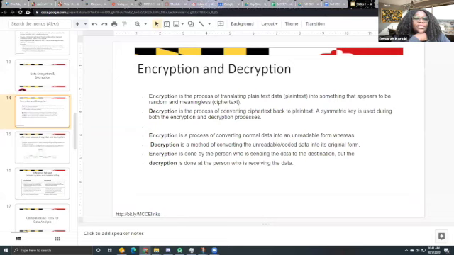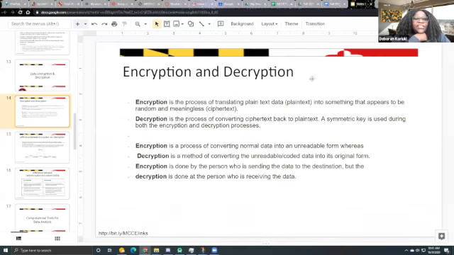ciphertext. Decryption is the process of converting the ciphertext back to plain text. A symmetric key is used during both the encryption and decryption. So encryption is the process of converting normal data into unreadable form, whereas decryption is a method of converting the unreadable code back into its original form.